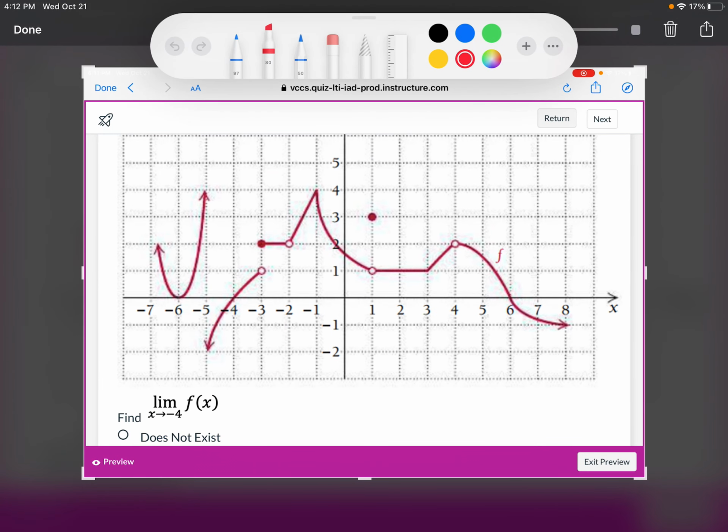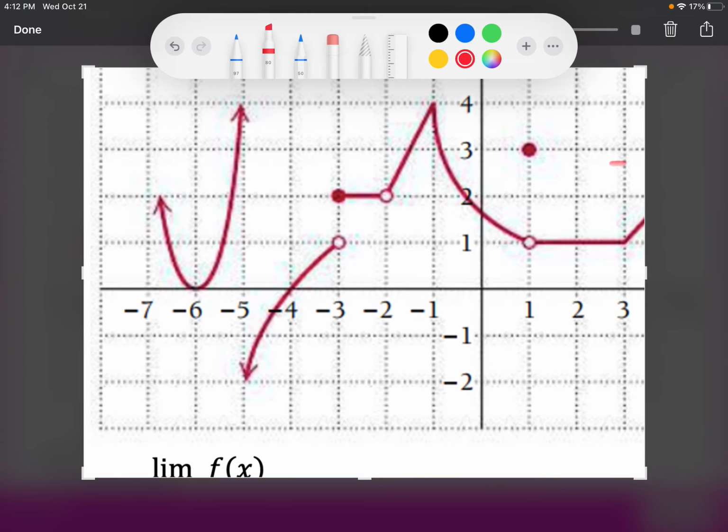Number 4, I have the limit as x approaches -4. So -4 from which direction? They didn't say it. So I just want to make sure that the left-hand limit and the right-hand limit are matching. So let me see. If I'm approaching -4 from the left, I'm going to this point right there. If I'm going to -4 from the right side of the graph, I gotta jump a little bit, but I'm trying to go to this point right there. They're trying to go to the same point, right? What is the y value of that very point? The y value is 0.